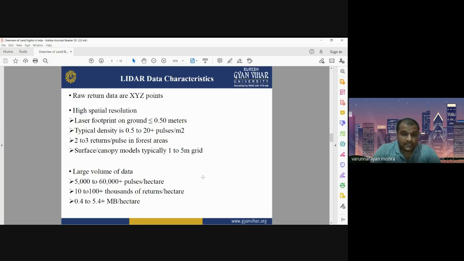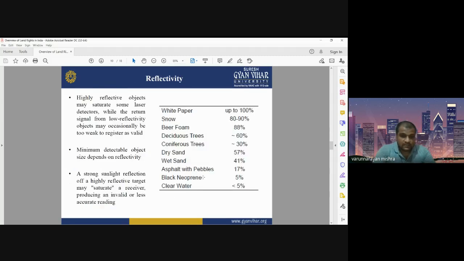Reflectivity is also important, as we know that the earth surface has different kinds of objects. Different objects may have different reflecting capacity, different reflectance behavior. So highly reflective objects may saturate some laser detectors, while the return signal from low reflectivity objects may occasionally be too weak to register as valid. If an object has high reflectivity, then you will receive a high amount of energy. If the object doesn't have high reflectivity, it absorbs the energy, then the lidar receiver will get less energy.